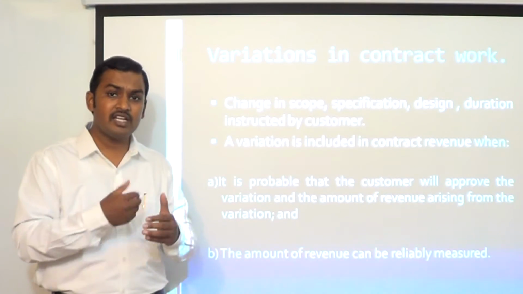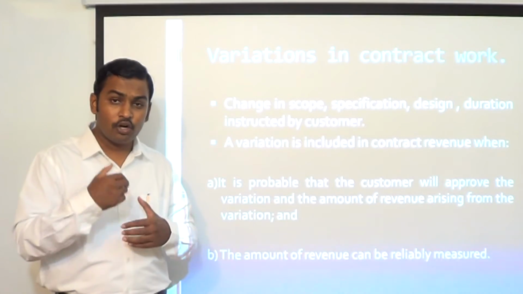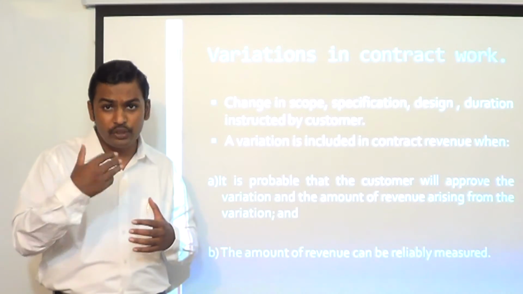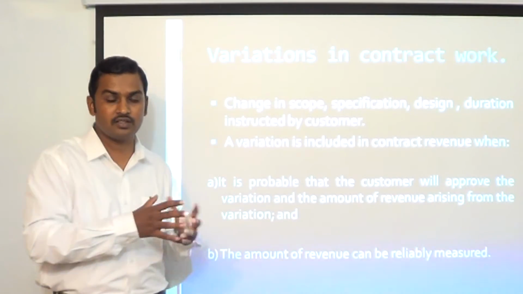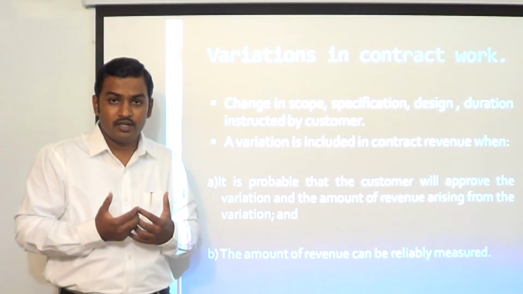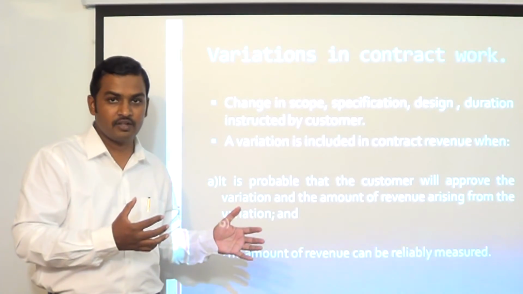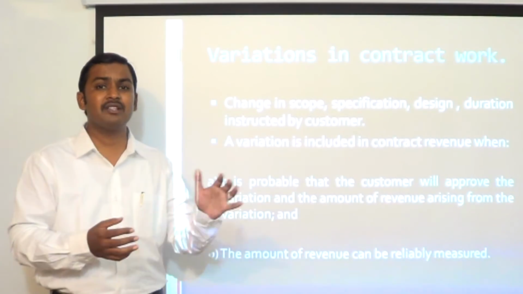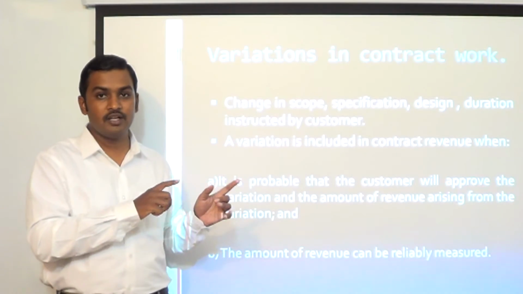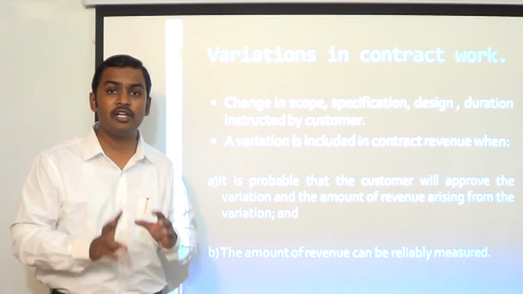So if there are some variations which are required by the customer, the contractor will definitely have to incur some extra cost to meet these variations. So in such a case, he would like the customer to reimburse him some extra amount, apart from the initially agreed revenue. He is asking for the extra amount because there have been some variations from the initial contract. So in such cases, variations in contract work can be included as revenue only in 2 cases.